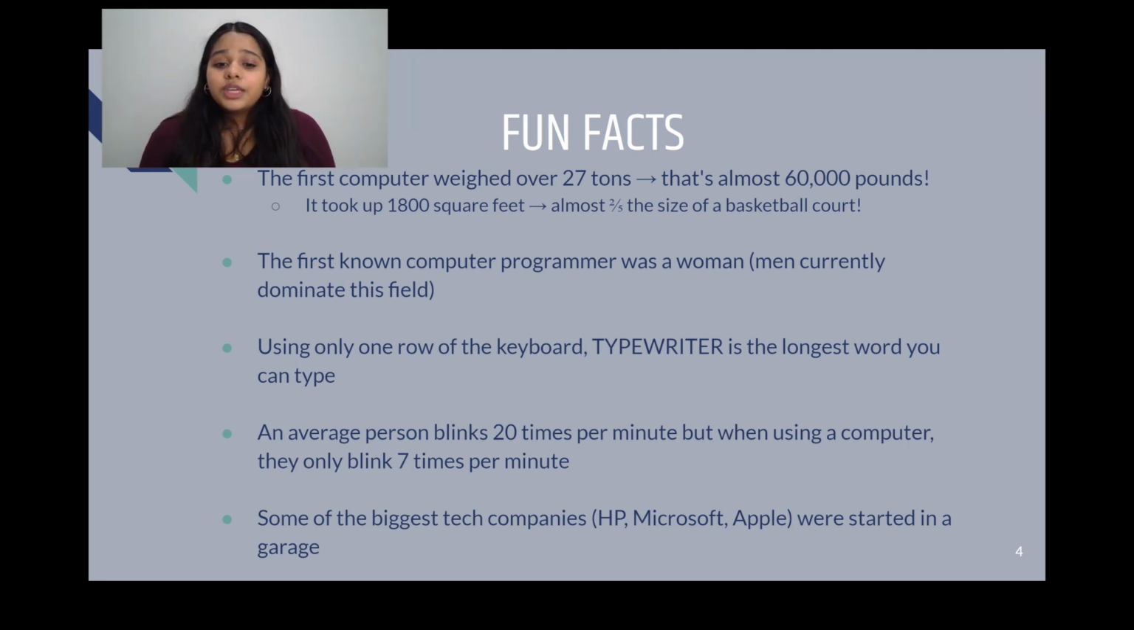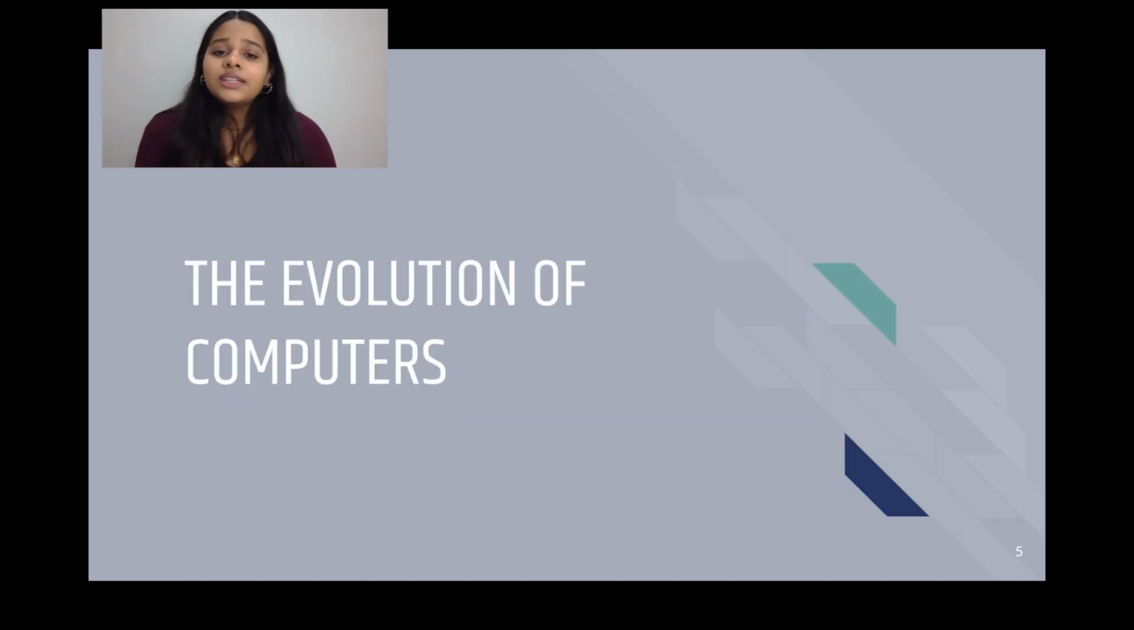Using only one row of the keyboard, you can type the word typewriter as the longest word. You can try it out and let me know what you guys think. Another is that an average person blinks 20 times a minute, but when they're using a computer, that is reduced to only 7 times a minute. And lastly, and one of the most fascinating facts, is that some of the biggest tech companies, including HP, Microsoft, and even Apple, were started in a garage. You don't need a big fancy workspace to start a $1 million company. So now let's get into the evolution of computers and how they came to be what we know them to be today.